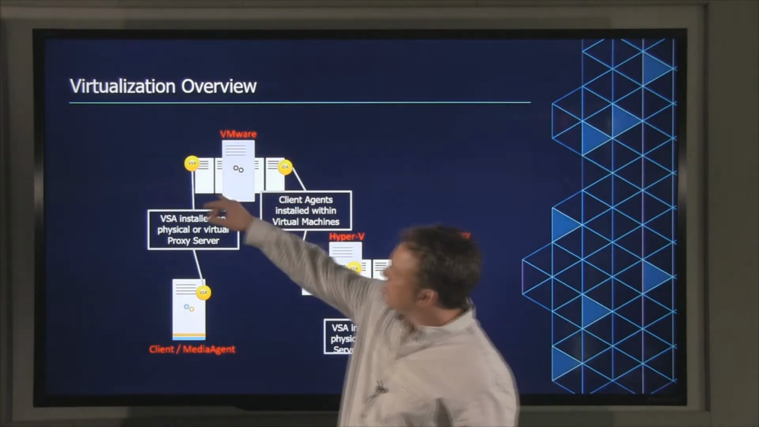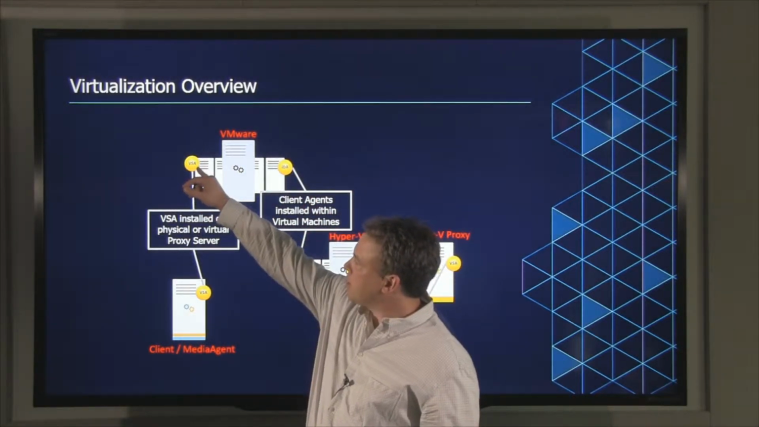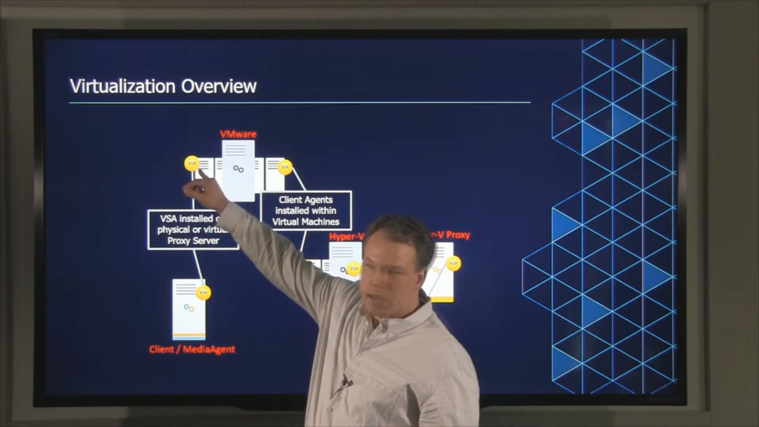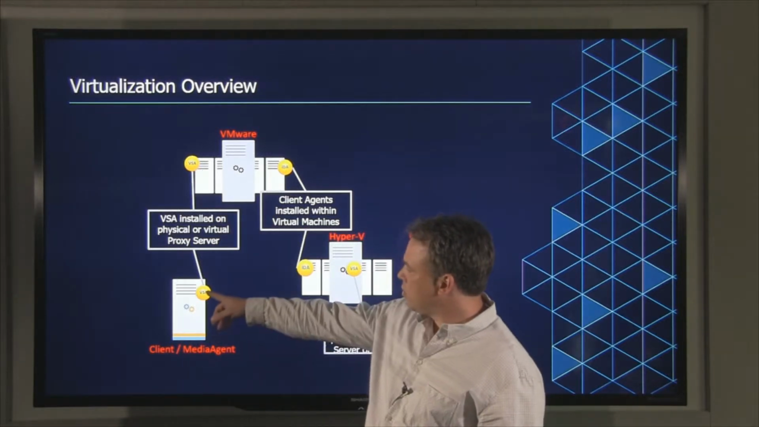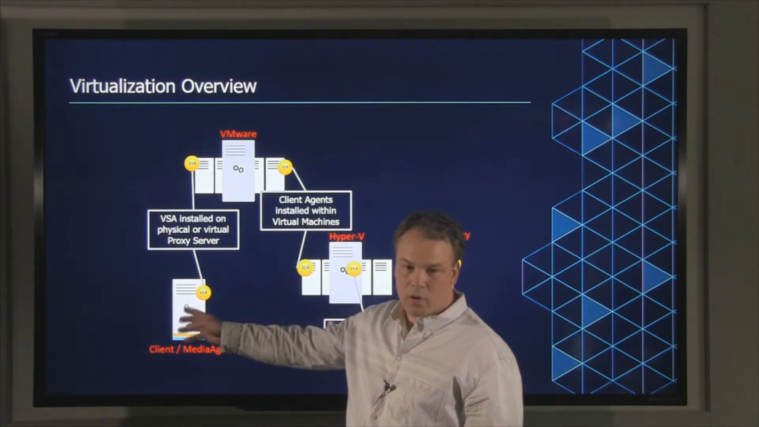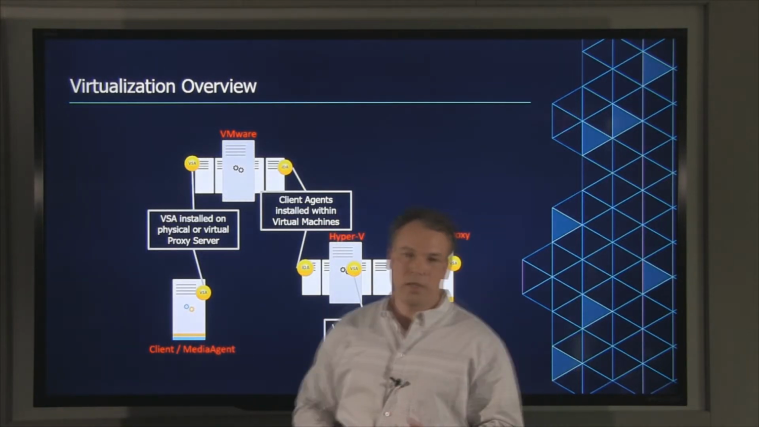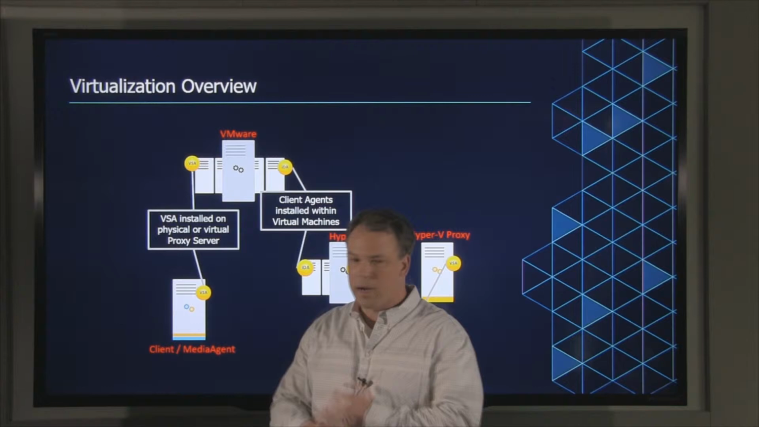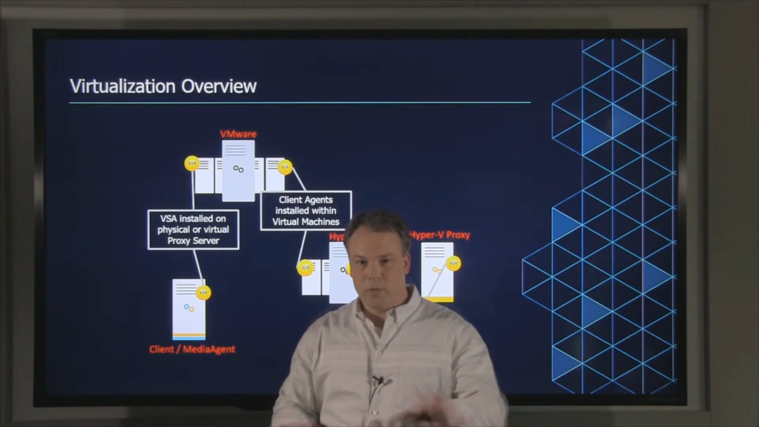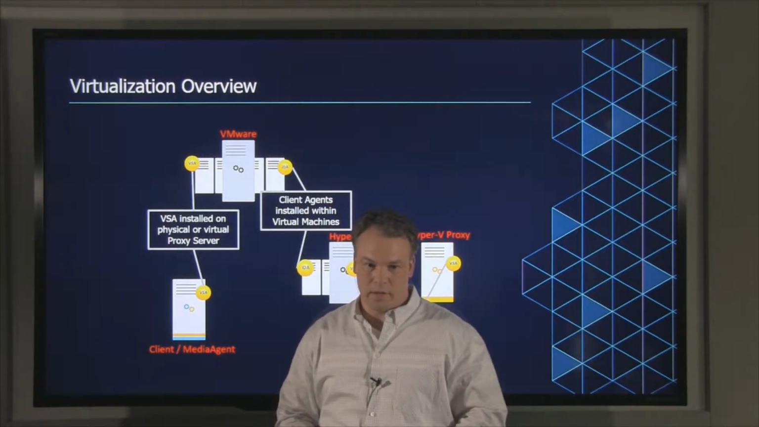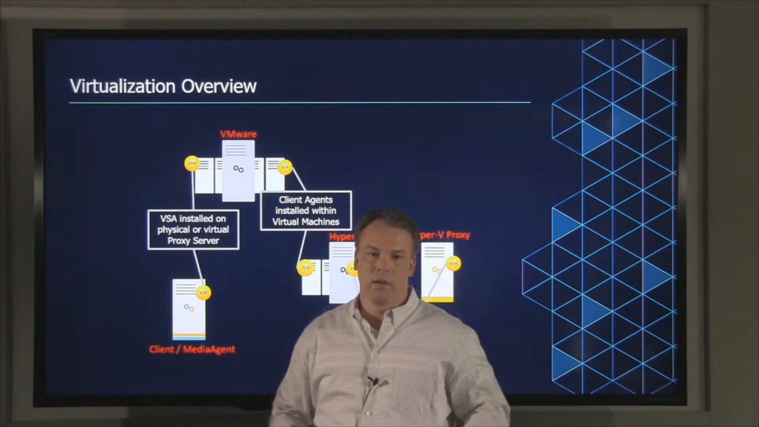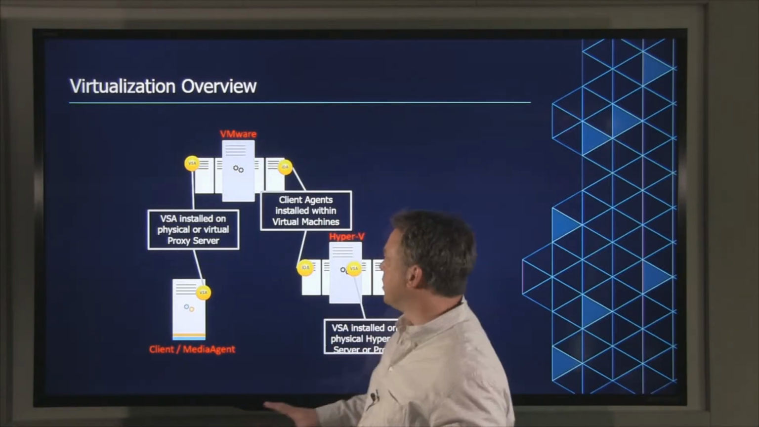The VSA can be installed in here. This is a proxy on a virtual machine if you're using hot add mode. You could also put the proxy on a separate physical host. That would be if you're using SAN transport mode or NBD mode. All right. Now, keep in mind that transport modes are not part of this video series. We're not going to be covering them in detail. This is just FYI at this point in time.